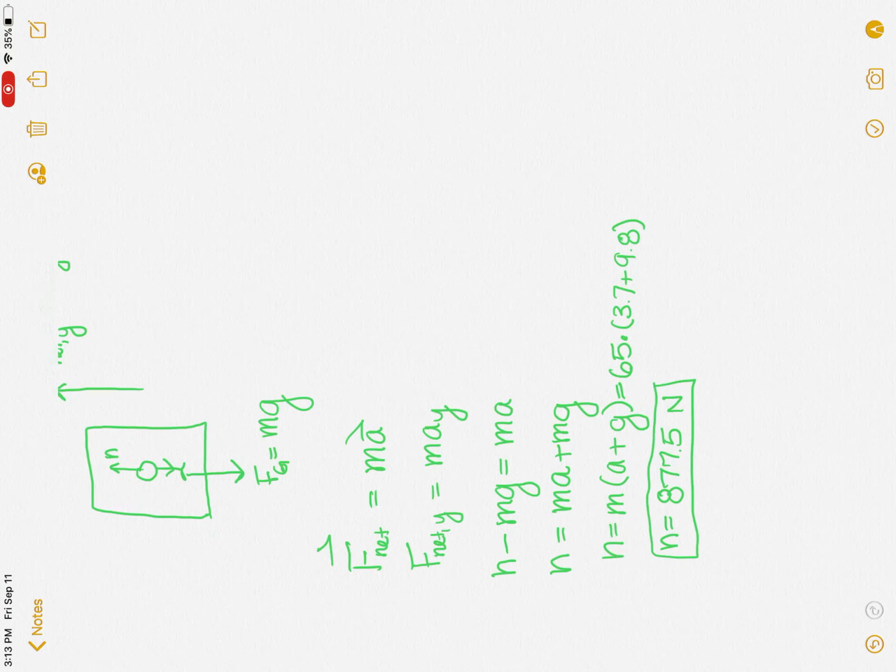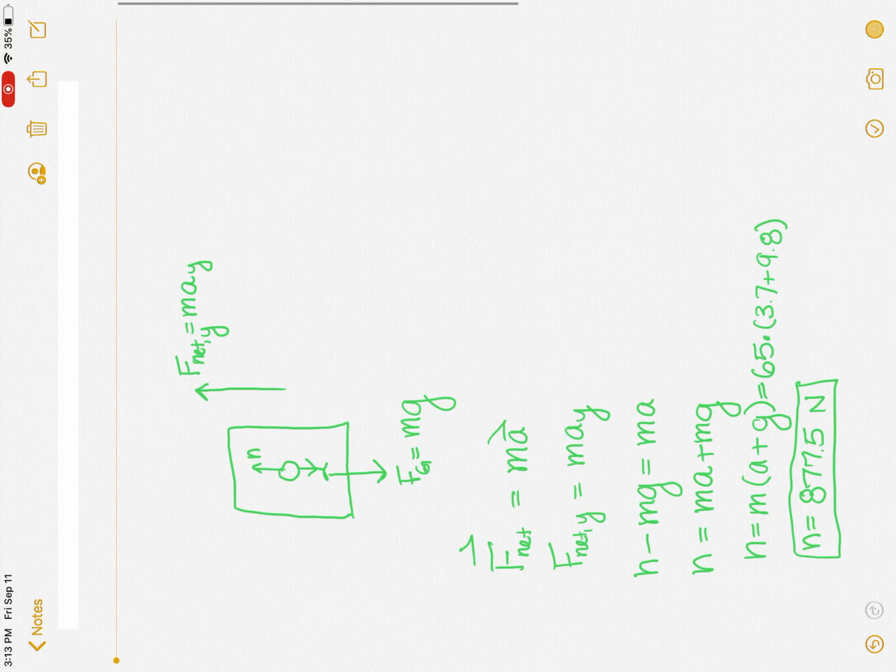So now, let's think about it when the person's not moving. Does the scale read higher or lower than when they're not moving? If the person's not moving, we remove this F net. So we just have the normal force of the person, and then we have mg in terms of the scale. So N is equal to mg, which is 65 times 9.8. So the person actually weighs 637 newtons.